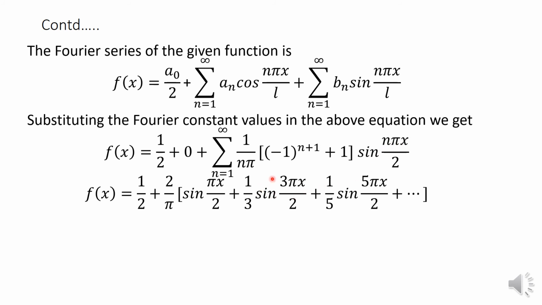This is the term we get for n is equal to 3, and for n is equal to 4 we won't get any term, we get 0 here, and this is the term we get for n is equal to 5 and so on. Remember, these are all the terms that correspond to when n is an odd number. Remember that. Okay, so this is the Fourier series expansion of the given function.